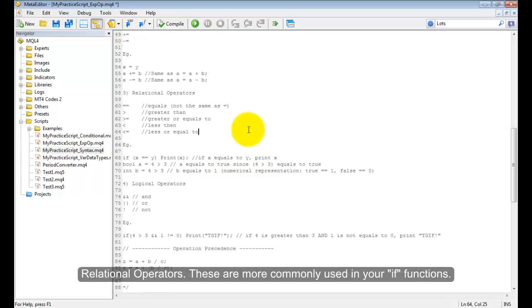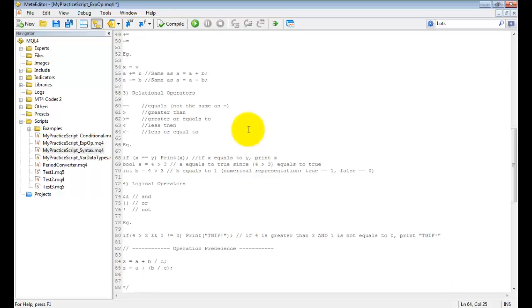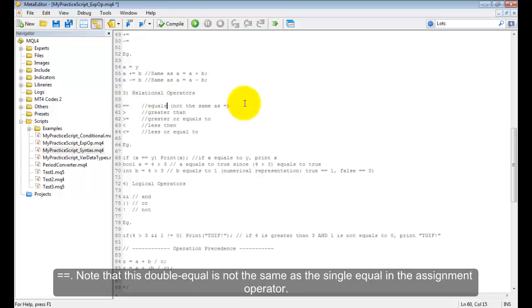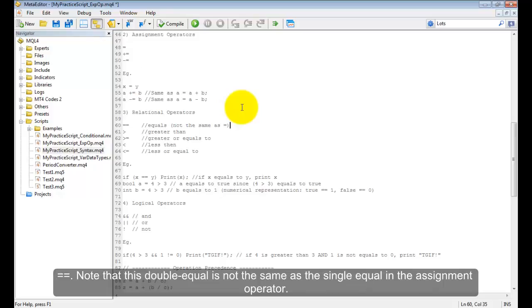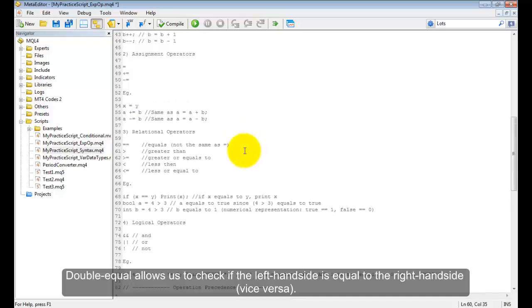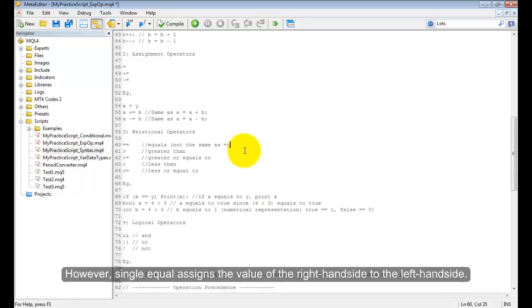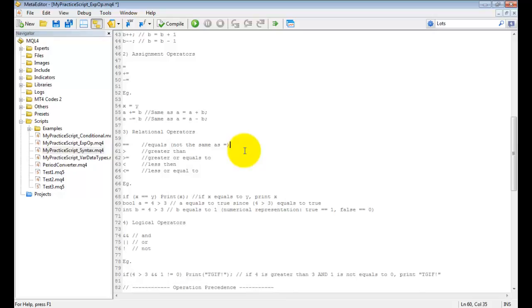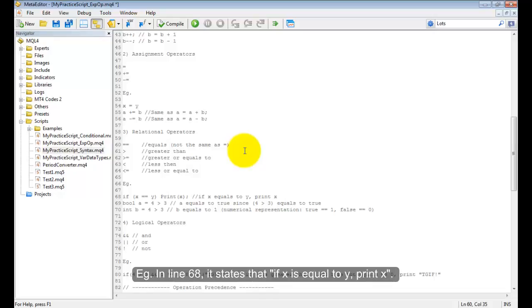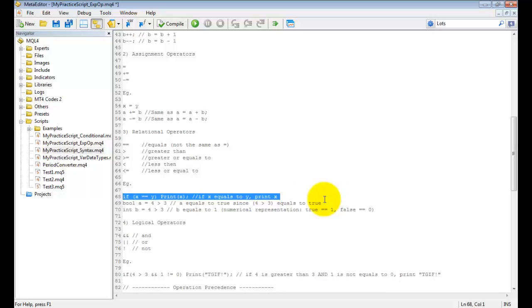Relational operators. These are more commonly used in your if functions. So we have 5 basics one here. Equals. Note that this double equal is not the same as the single equal that we saw in the assignment operator. Double equal means that we are checking if the left hand side is equal to the right hand side. But single equal means that we are assigning the value of the right hand side to the left hand side. We have our greater than, greater or equals to, less than, and less or equals to. So for example, if we look at line 68, this line states that if x is equals to y, then print x. So it is not saying that assign the value of y to x.